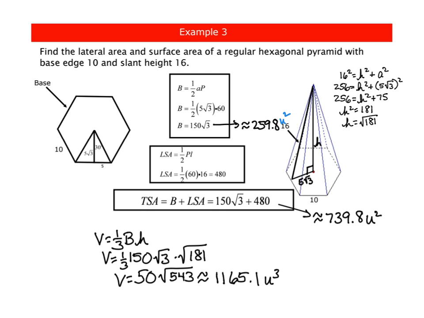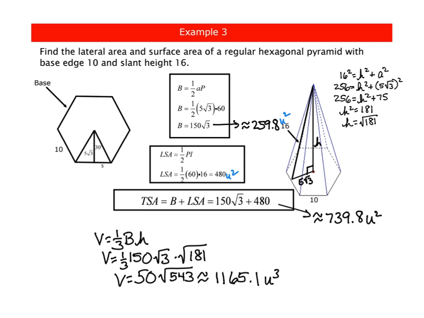Now, the next thing I did was I found my lateral surface area. My lateral surface area is 1/2 the perimeter of my base times the slant height. Now, what was I given? The slant height is 16, so that's good. I have that, so now I'm just plugging in. 1/2 the perimeter of my base, 60, times the slant height, 16, gives me 480 square units.